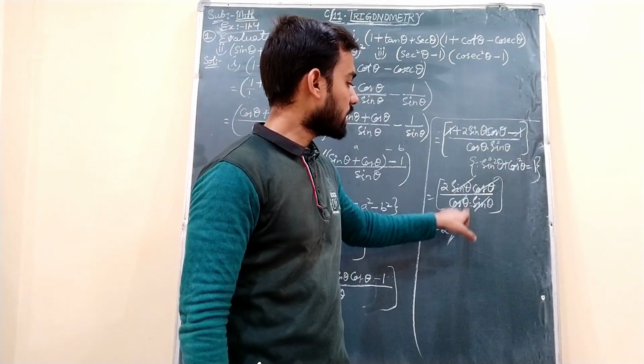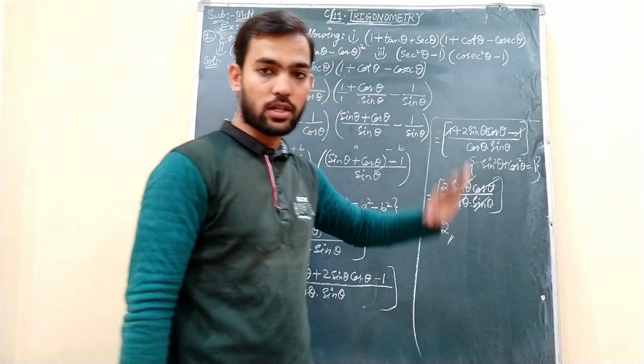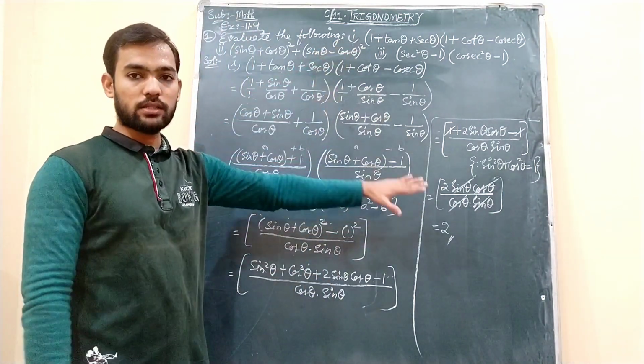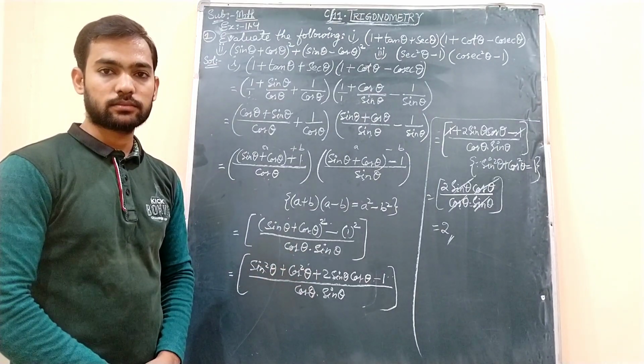2 sin theta cos theta divided by cos theta sin theta. Cos theta sin theta from denominator and numerator gets cancelled. Answer remains as 2. So the value of that expression is 2. Note down this one, then we will proceed for the remaining 2 bits.